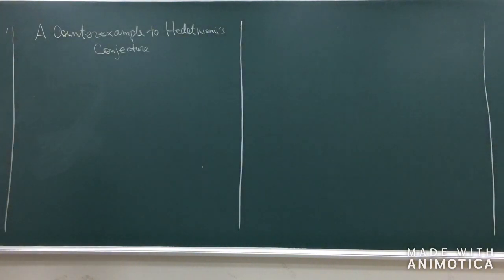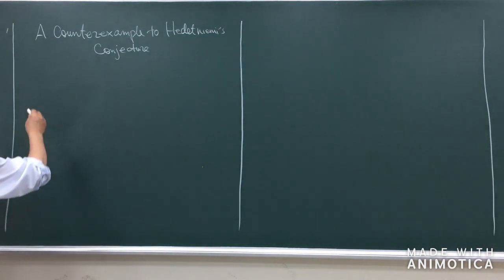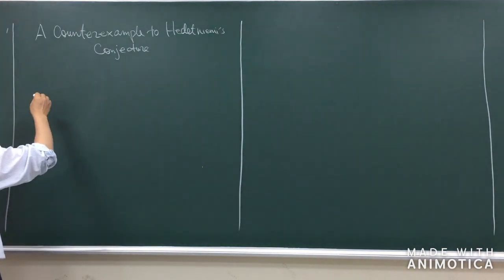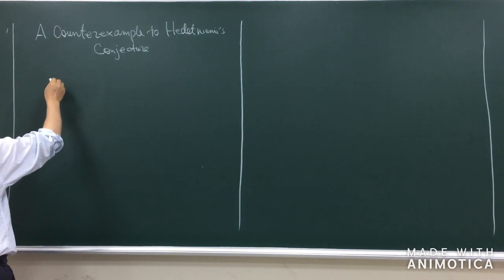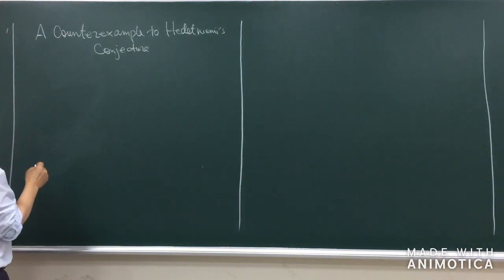So today I'm going to talk about the counterexample to Hedetniemi's conjecture. This breakthrough result was obtained by Shitov. So let's first explain what the conjecture is. The conjecture is about the chromatic number of the product of graphs.